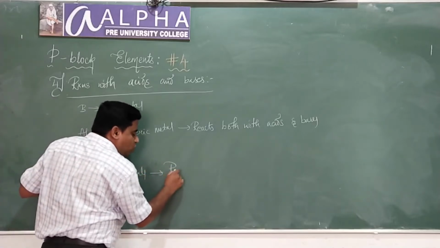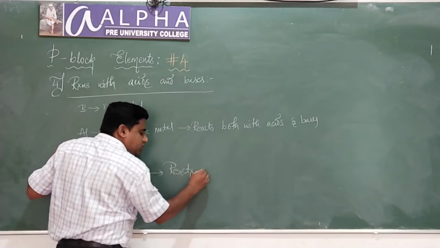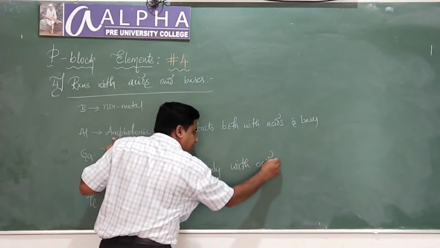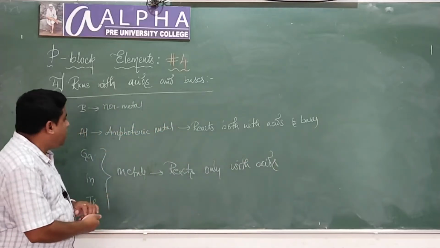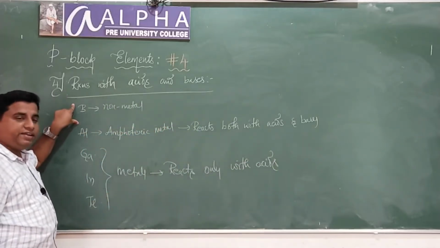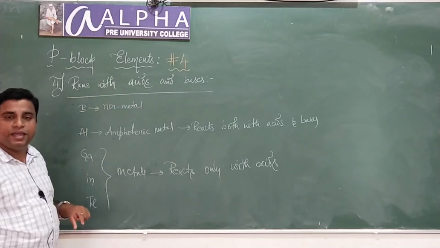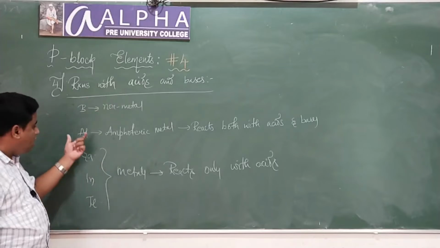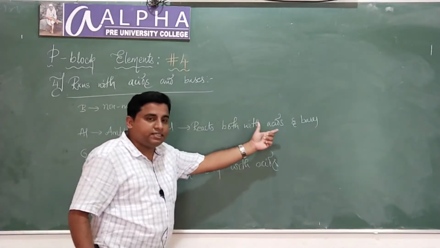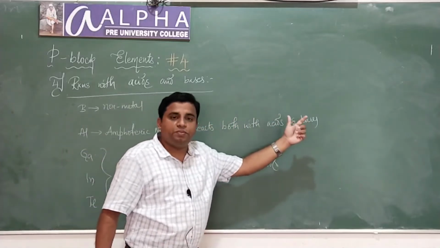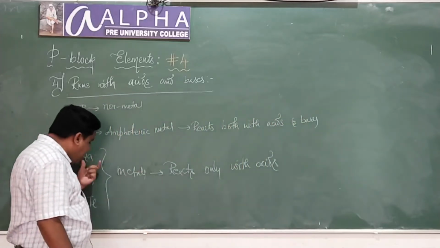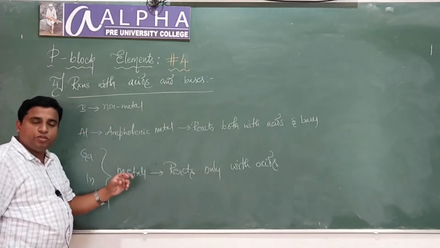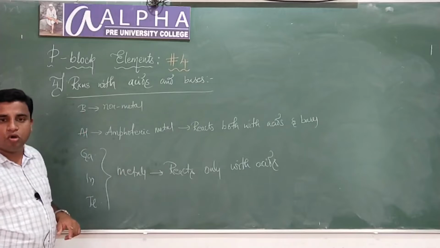they react only with what? Acids. They react only with acids. Then how about boron? Will it react with acid or will it react with base? Let us understand that later. But before that, let us see how aluminium reacts with acids and with bases, and also how gallium, indium, and thallium react with acids. Let us understand these reactions first before we talk about boron. Understood?